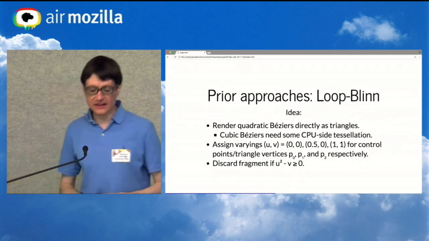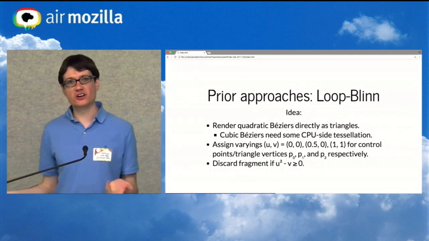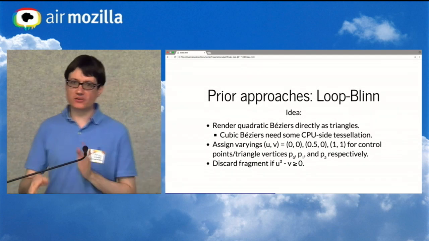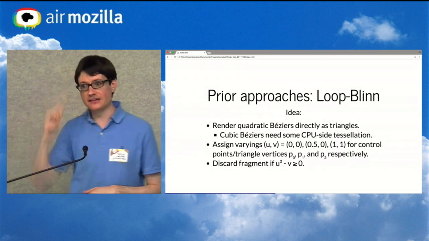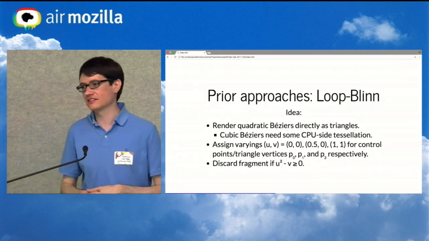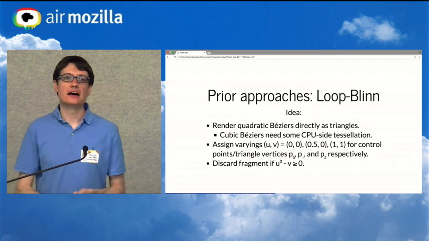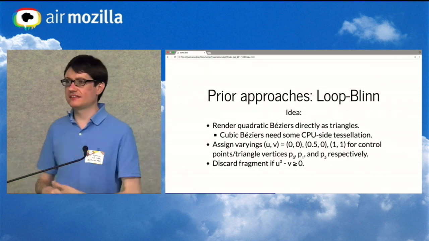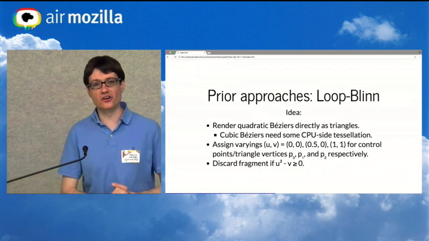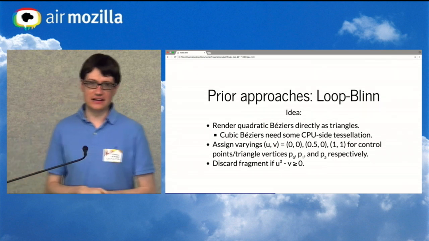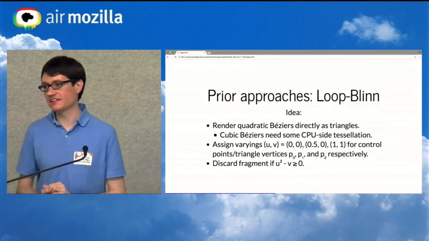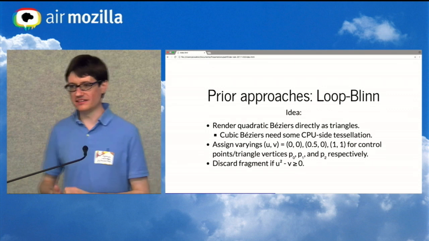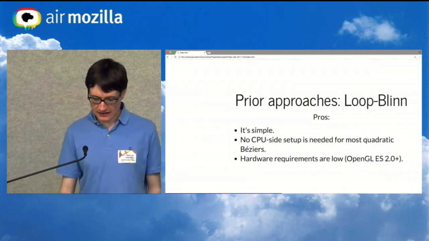And just for some more detail, you render the quadratic Béziers as triangles. Cubics are more complicated. Cubics are usually what you see in vector graphics and more complex fonts nowadays. You assign varyings, and the math works out so that all you have to do is square, subtract, and check the sign. And it works out because of quadratic equation math.